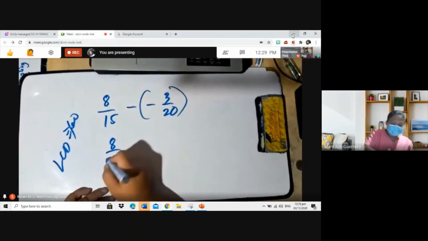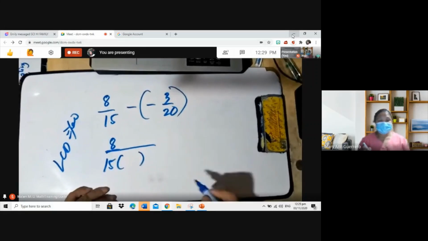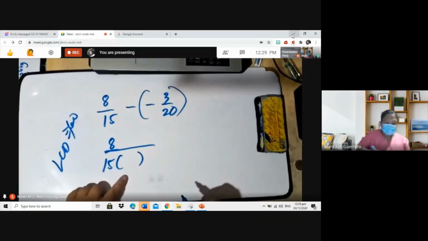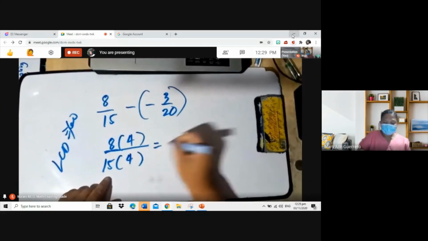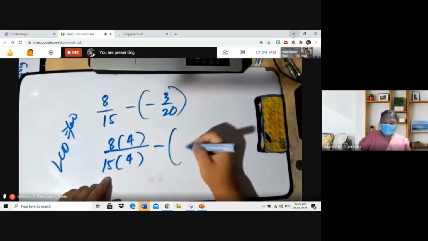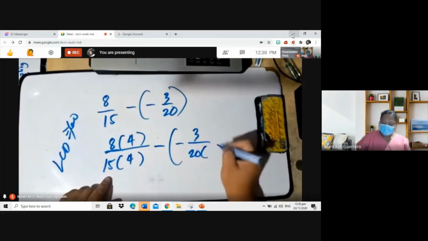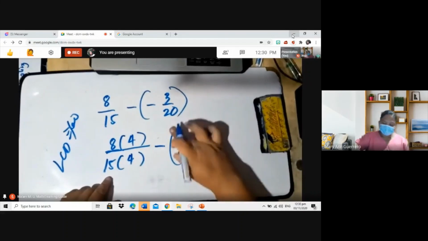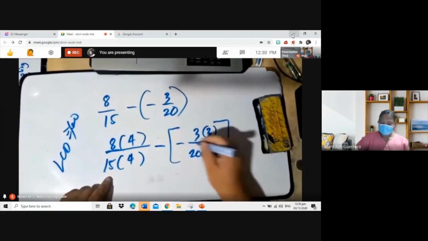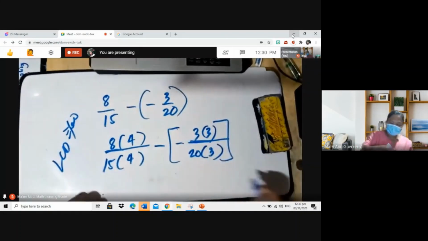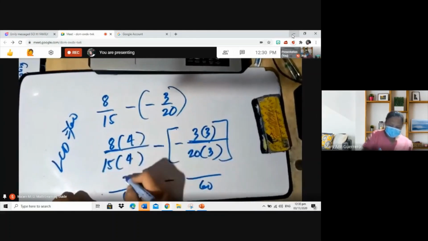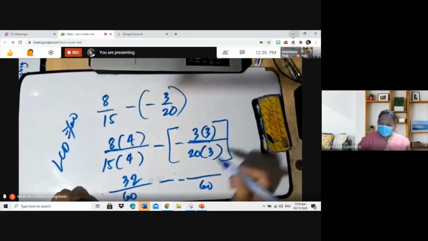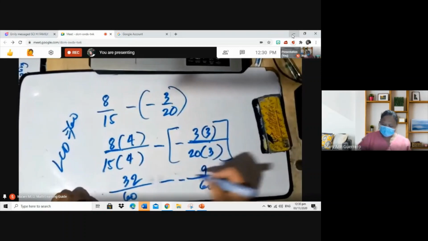So 8 over 15, what number must be multiplied to 15 to get 60? Okay, that is 4. What about for 20? Okay, correct. That is 3. So let's make this square brackets. Now let us multiply. This is 60. This is 60. 8 times 4, 32. Negative ito. We have here 9. Okay, let's put parentheses.